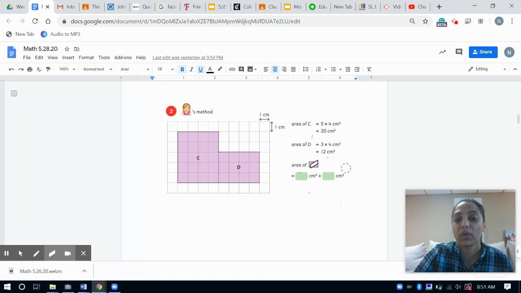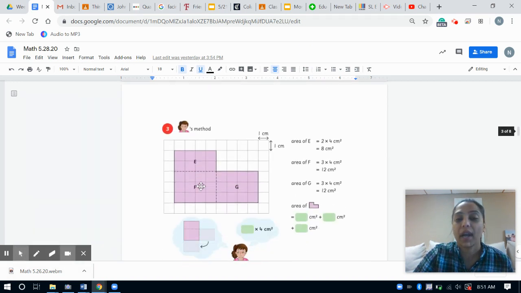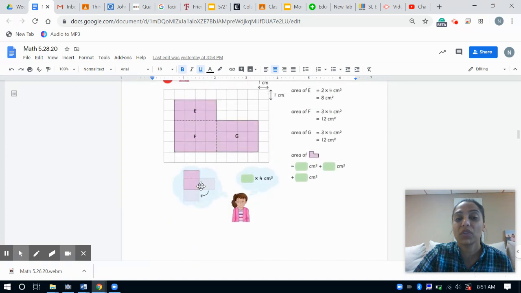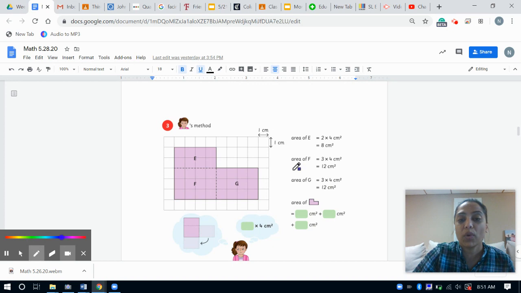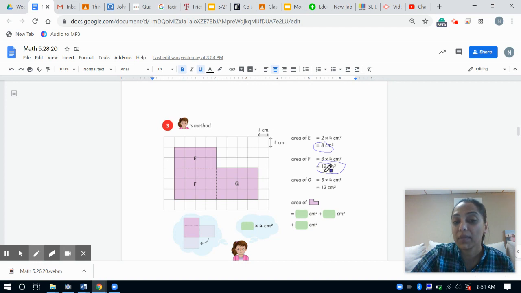And so we're going to go down over here and take a look. Now again, this friend decided not to break it into 2 different rectangles. They're going to break it into 3: E, F, and G. She found the area of each one: 8 square centimeters for E, 12 square centimeters for F, and 12 for G.